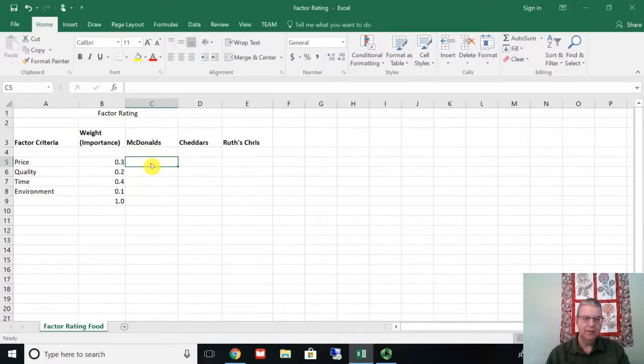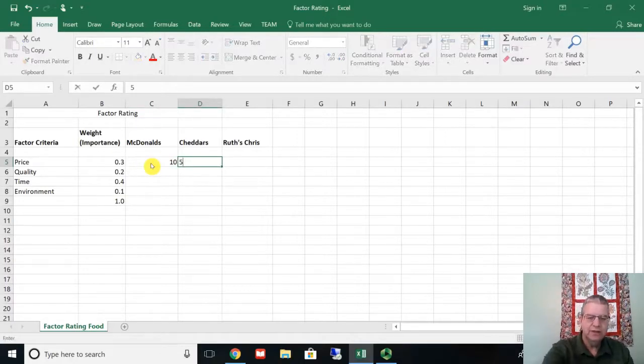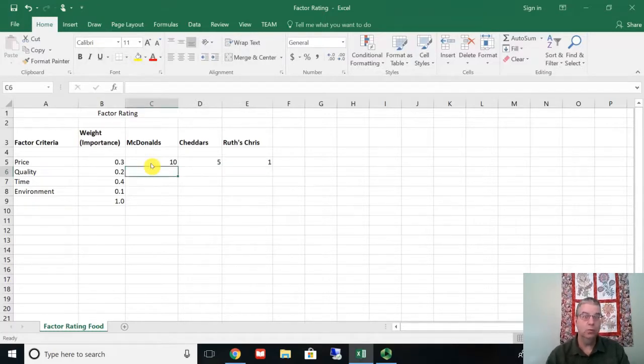For me, I look at McDonald's, Cheddar's, and Ruth Chris. When I think in terms of price, I think McDonald's is a 10. They got really good price, which means really low price. Cheddar's is kind of in the middle there. They're like a 5. And Ruth Chris is a super expensive steakhouse. So they're a 1, a 1 being the worst score you can get in terms of price, meaning they're the most expensive.